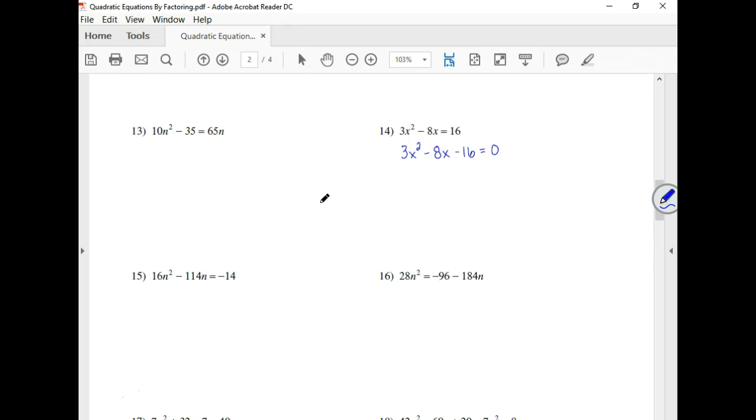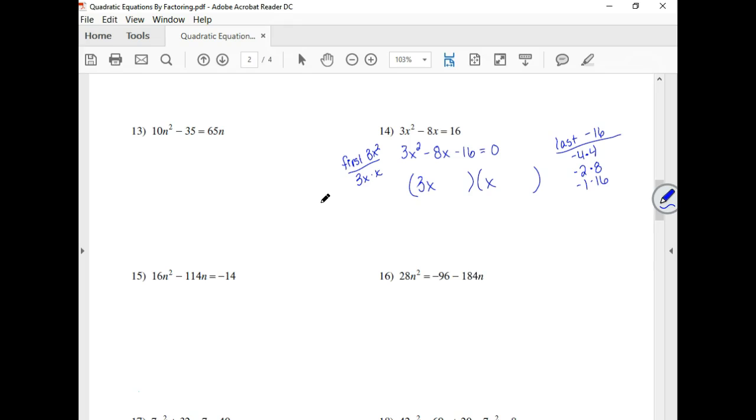So in this case, my first term is 3x squared. So to get 3x squared, I need to multiply 3x times x. So in my parentheses, I know I'm going to have a 3x and an x. Over here for my last term, I have a negative 16. So for negative 16, I could multiply negative 4 and 4. I could multiply negative 2 and 8. I could multiply negative 1 and 16. Those are all options for negative 16. Of course, I could switch where the negative is at as well.